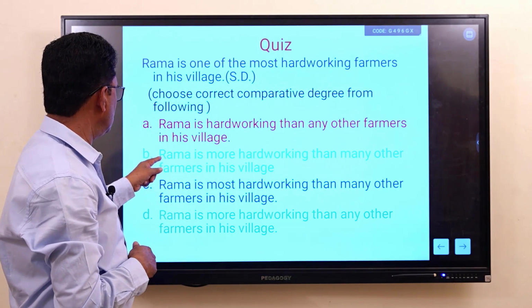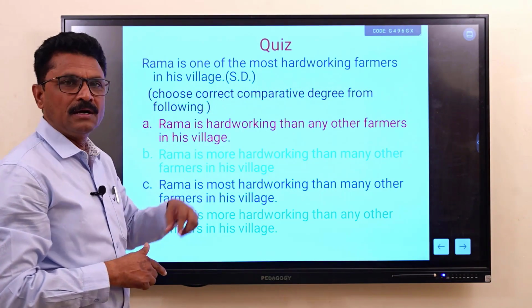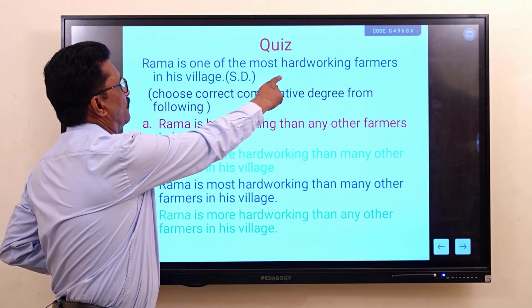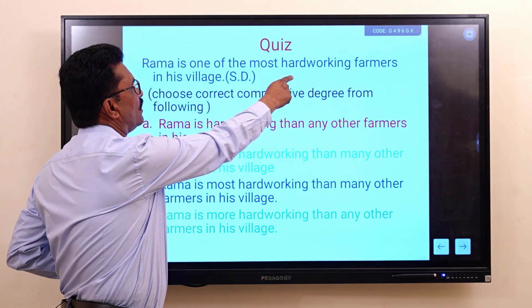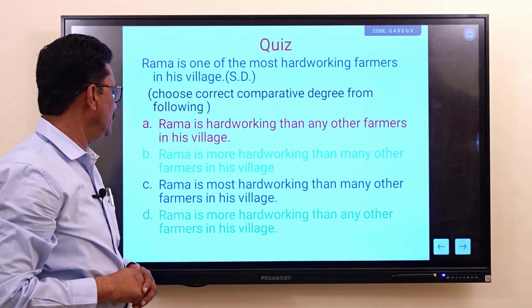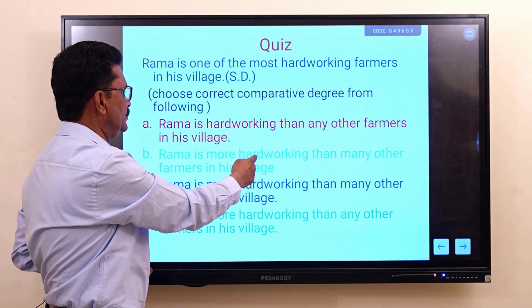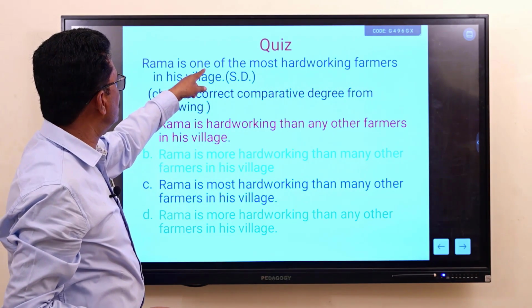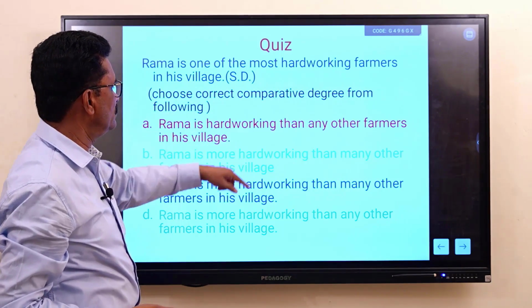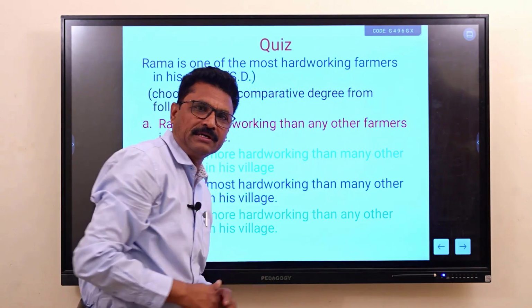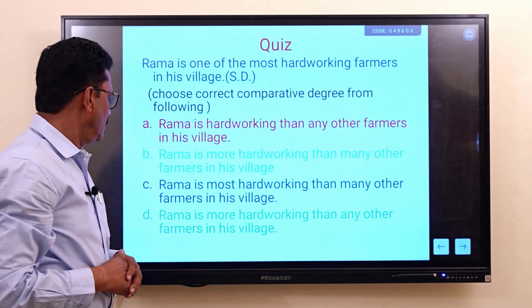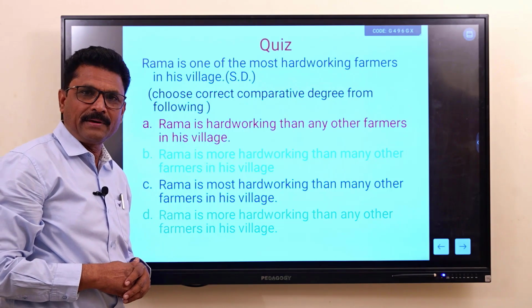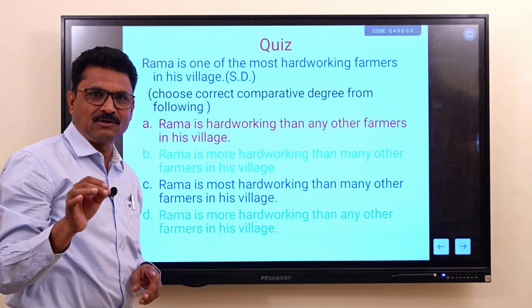Definitely this sentence is suitable for the comparative one, because for this adjective hardworking we have used most in a superlative degree. So here instead of most we can use more in a comparative, and then one of the phrase is given in superlative degree, that's why we have used than many other in comparative degree. So look at the third one. Rama is most hardworking. So here the most is used in a comparative form. So that's why it is not correct.